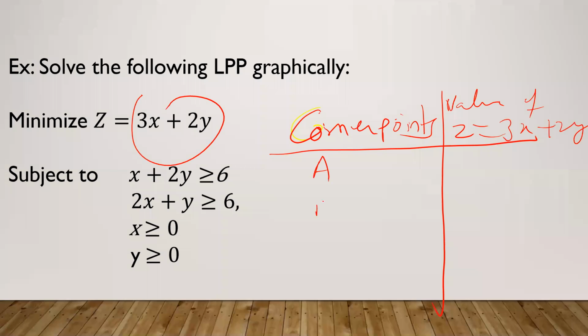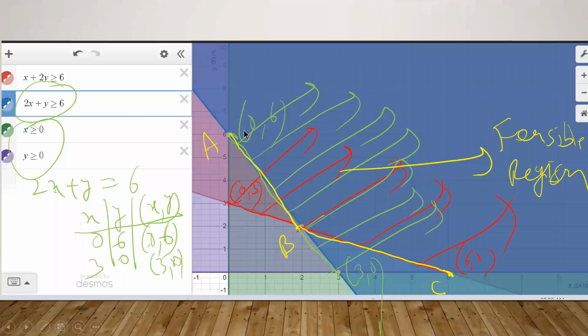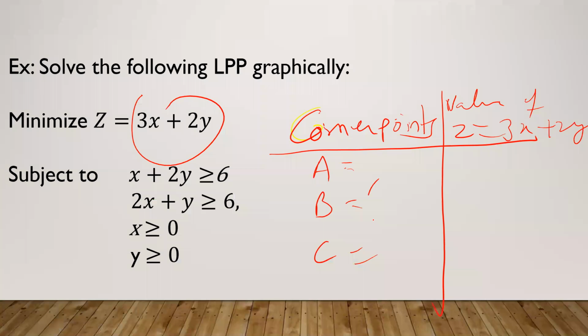So what are the corner points? They are A, B and C. Write down the coordinates of A, B and C. What is A? A is 0, 6. What are the coordinates of B? X coordinate is 2 and Y coordinate is also 2. B is 2, 2. B is lying on both the lines, so it is the intersection point of both the lines. C is 6, 0.